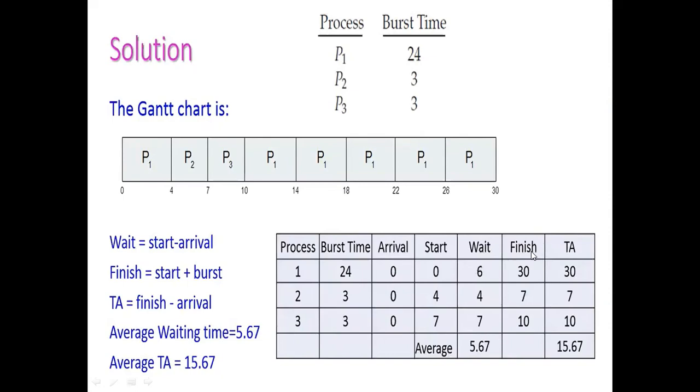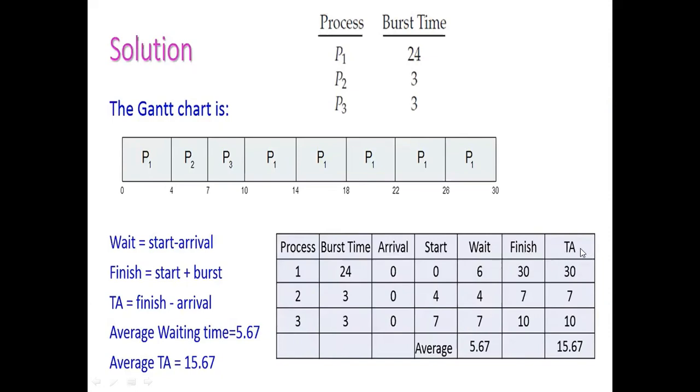The finish time is calculated. For the process P1, using this Gantt chart, the finish time is 30, which will be depicted in the tabulation. For the process P2, the finish time is 7 milliseconds. And for the process P3, the finish time is 10 milliseconds. So from the Gantt chart, you can directly find out the finish time.